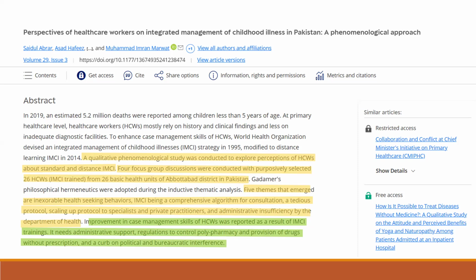Improvement in case management skills of healthcare workers was reported as a result of IMCI training. It concluded that the IMCI program needs administrative support, regulation to control polypharmacy and provision of drugs without prescription, and a curb on political and bureaucratic interference.